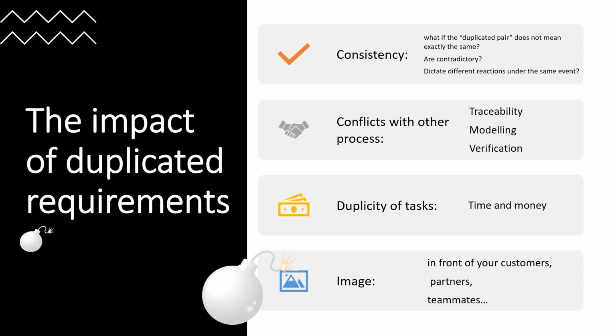Conflicts with other processes when we have to deal with duplicated requirements. How can we deal with traceability, modeling, verification, and of course also all those activities and tasks are taking some time. And time is money in this business and in most of the business that we can think of, right? So if we have to handle two requirements that are one of them could be removed, but we don't detect this duplication, and we handle both of them at the same time, of course, all those activities that I was mentioning, like traceability or verification, we will have to handle this twice, let's say, and this is time and money.